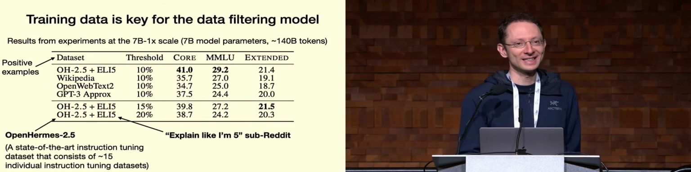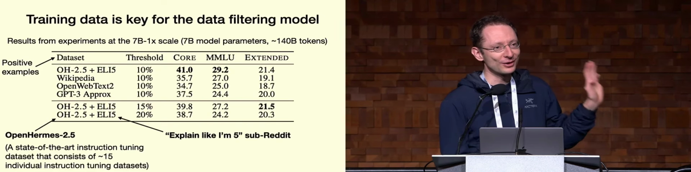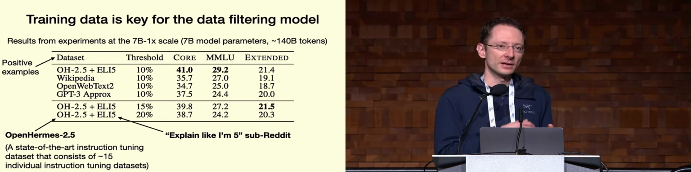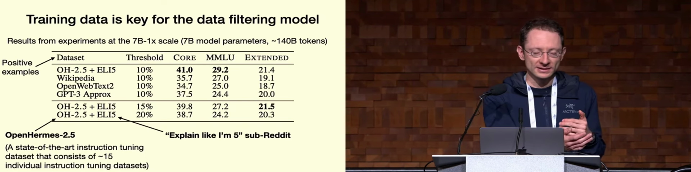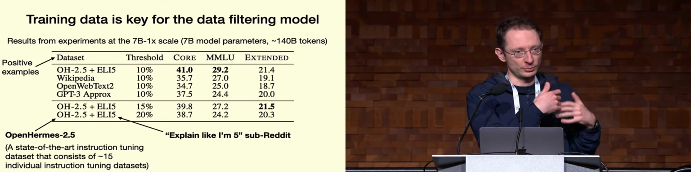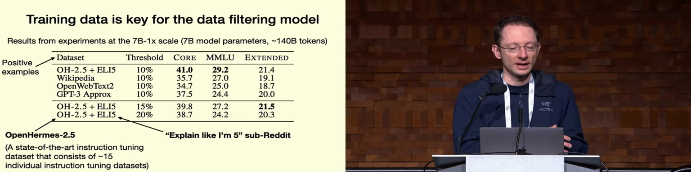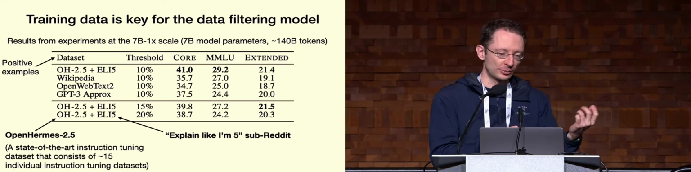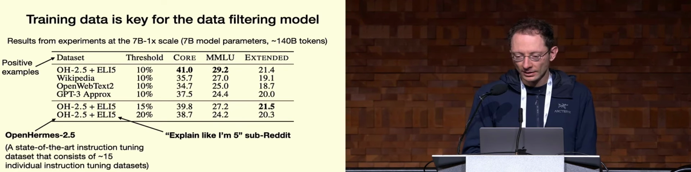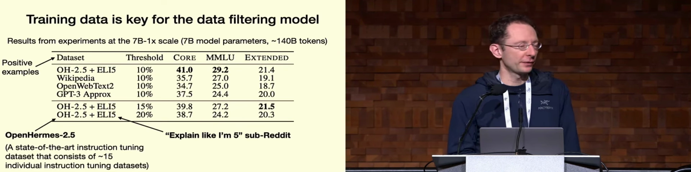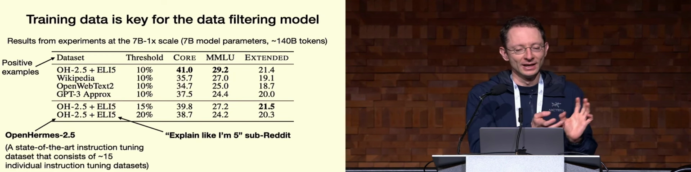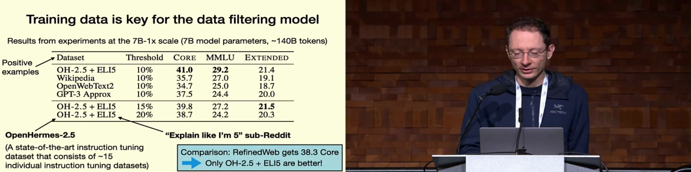So don't ask me exactly why these two, but they work surprisingly well. Just for context, Open Hermes 2.5 is a good instruction tuning data set. Normally this is used for post-training, like for fine-tuning a language model. We found that these are also really good examples to filter your pre-training data. And then the idea with the Explain Like I'm 5 subreddit was that they have simple explanations, and this is something we want to also find in our pre-training data.